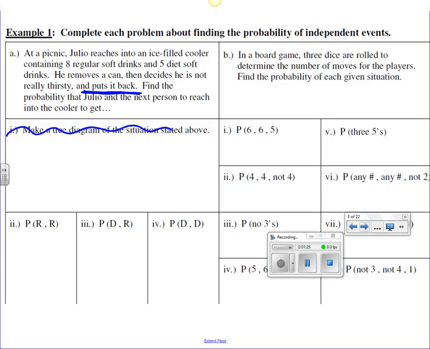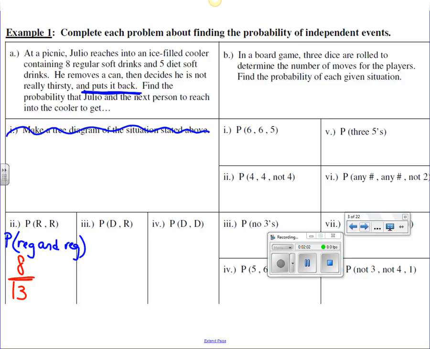So we're not going to do this. We'll go ahead and jump right here. This means what is the probability that he gets a regular and a regular? That's what that means. So the comma means and. Okay? All right. So let's start with the total on the bottom. How many total soft drinks are there? 13. Right here. 8 plus 5. 13. So there's 13. And how many regular are there to pick from? 8. Okay. Thank you. All right.